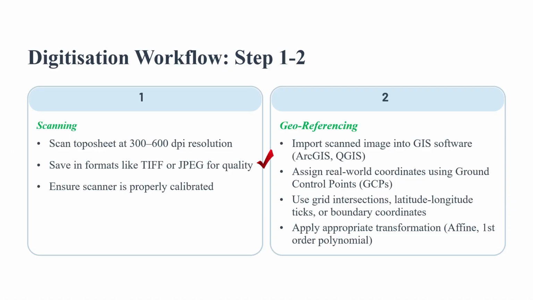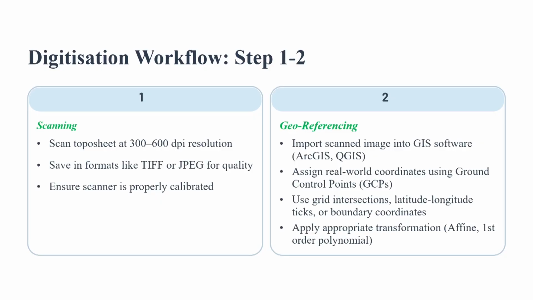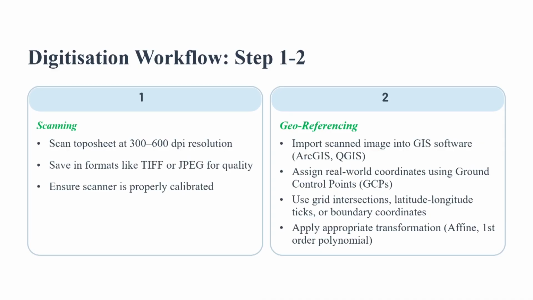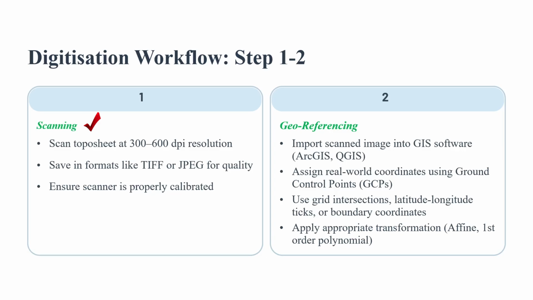Then the scanned images may be in TIFF or JPEG format, that is necessary. Therefore, we can scan it properly and calibrate it. First is the scanning. Second one is the georeferencing. The scanned images we give as input to the GIS software, and from that we do the georeferencing. We want to georeference properly and fix the coordinate system, then only it gives more accuracy. So, the first step is scanning, the second step is georeferencing.